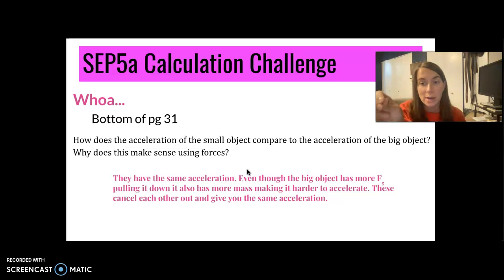Even though the big object has more Fg pulling down on it, it also has more mass, making it harder to accelerate. So since it has a bigger Fg and a bigger m, those two cancel each other out, so we get the same acceleration.